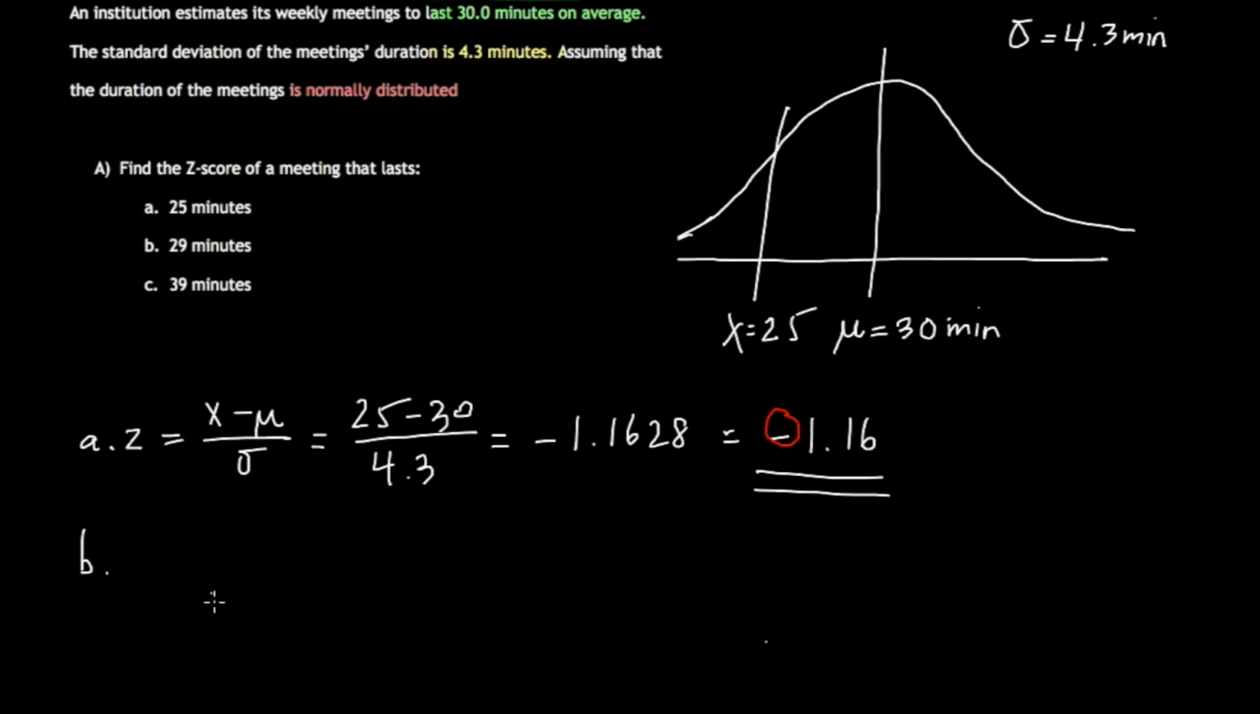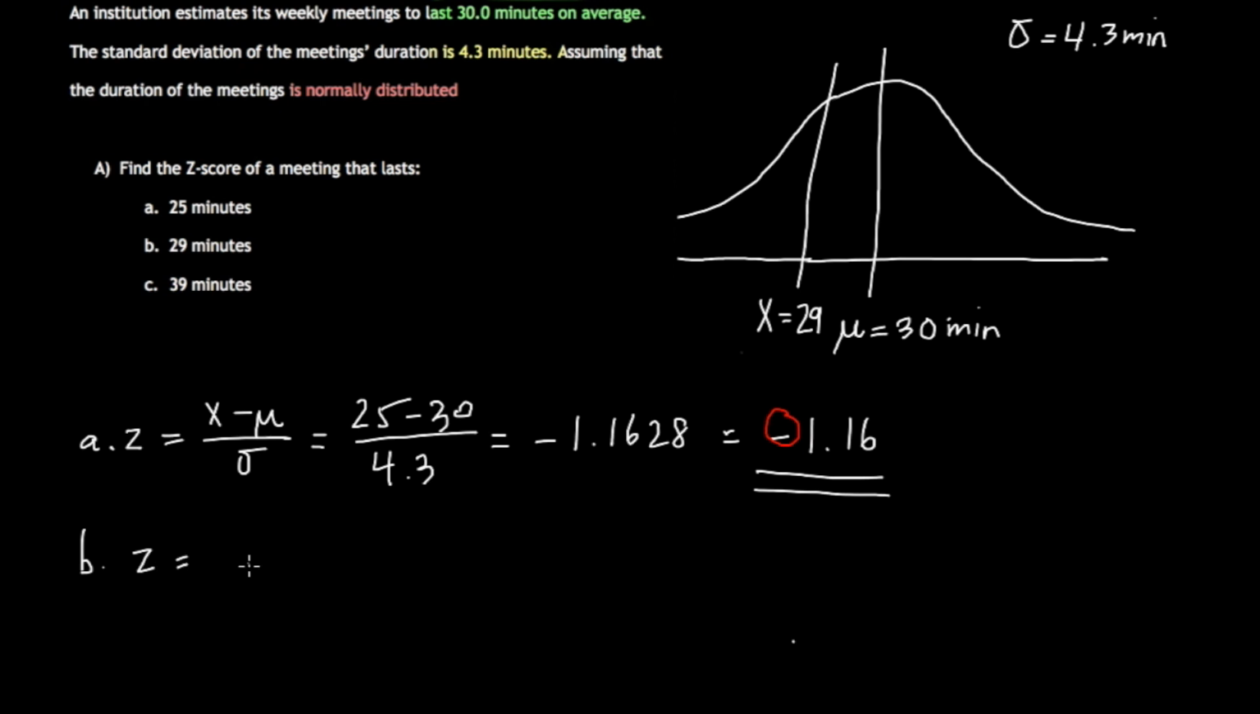So sub B is asking us to find the z-score of a meeting that lasts 29 minutes. Okay, so I'm going to draw it up here. I'm going to erase this here. Okay, so let's go ahead and draw for question sub B. So we want to find the z-score of a meeting that lasts 29 minutes. Okay, so we're going to draw it again. So for a meeting, so X, any given meeting that lasts 29 minutes. Okay, so we're going to repeat the same process to find our z-score.